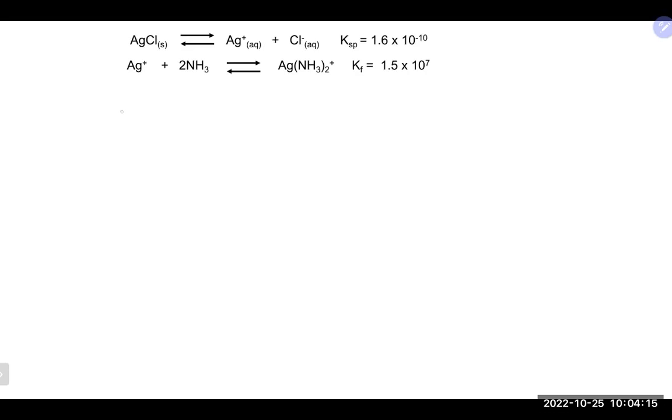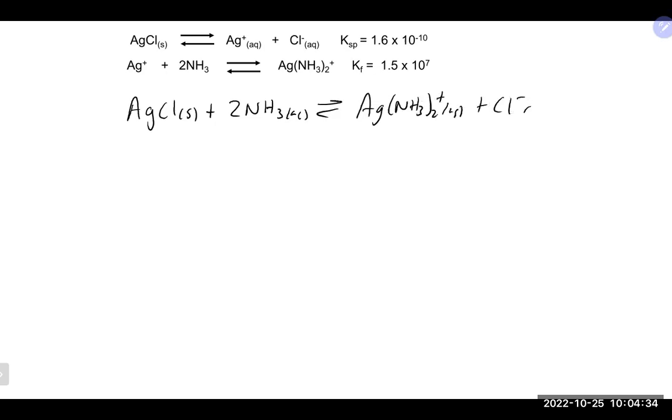In this case it would be our silver chloride plus a couple of ammonias, giving us our complex ion and our chloride. And once again, the K value there is 2.4 times 10 to the -3.